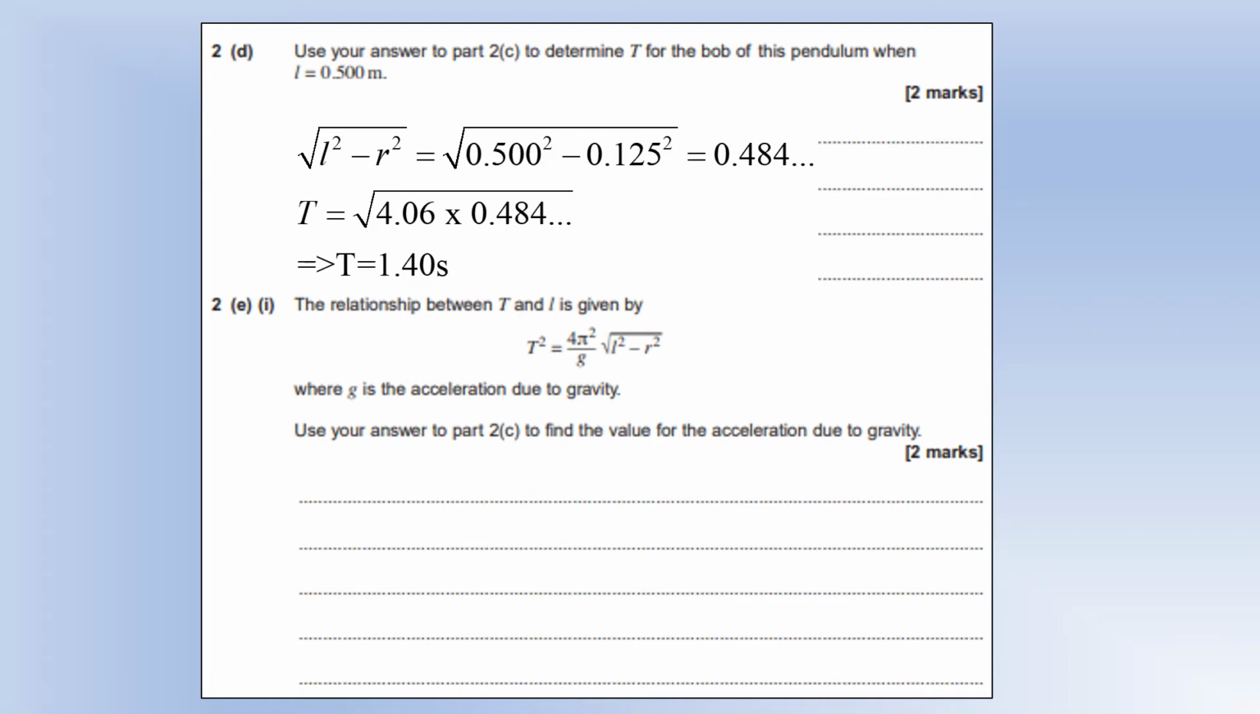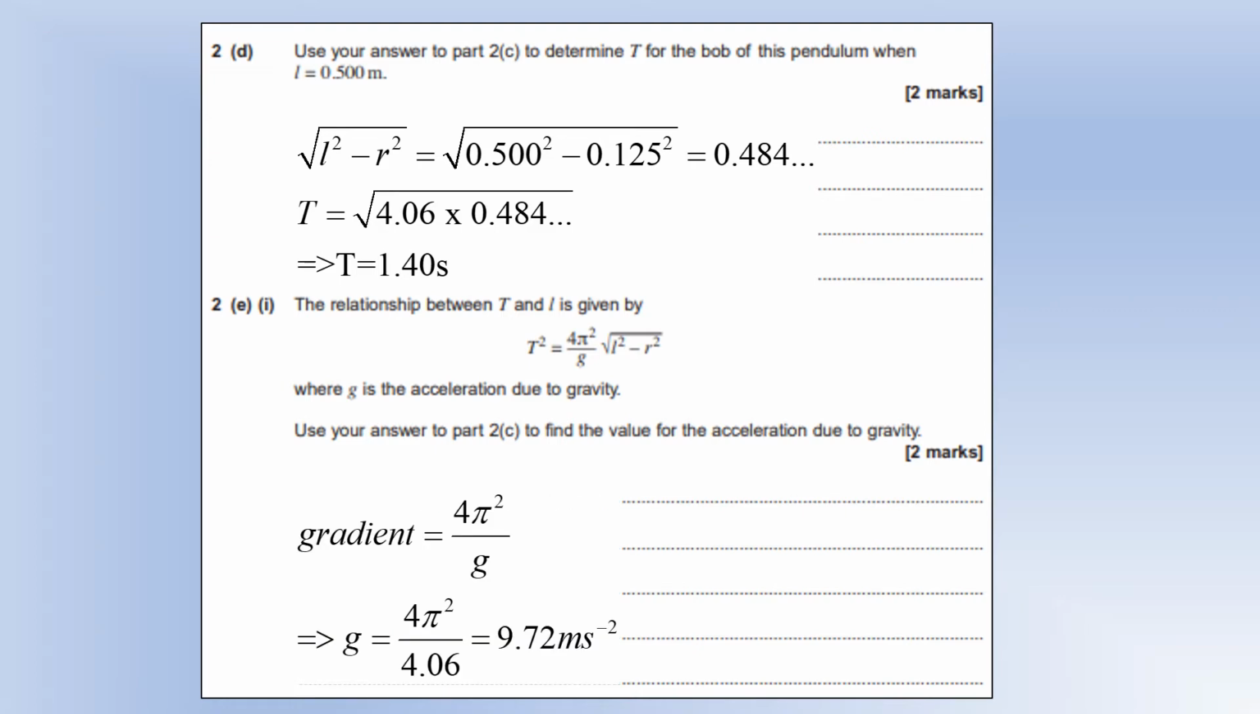So the relationship between T and L is given by this equation here, where g is acceleration due to gravity. Use your answer to part 2C to find the value for the acceleration. So the gradient is going to be equal to 4 pi squared over g. So we want to calculate g, so 4 pi squared divided by the gradient gives us g equals 9.72 meters per second squared, which you can see is pretty close to the 9.81 that we'd expect to find.